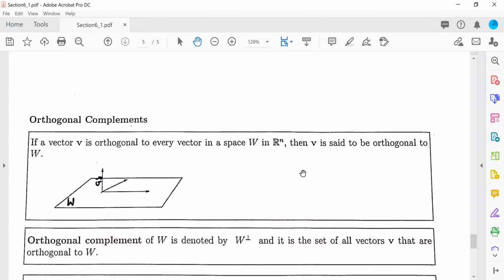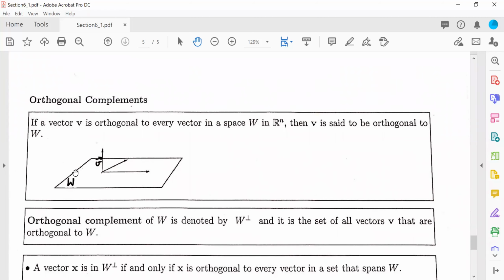Orthogonal complements. If a vector v is orthogonal to every vector in a space W in Rn, then v is said to be orthogonal to that space. To see it, I call this plane my space W. If this plane is my space, those two vectors are in that space. Then vector v is perpendicular to that space if it is perpendicular to any vector in that space.